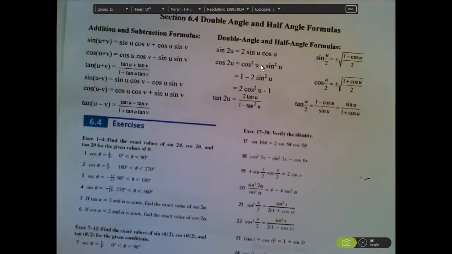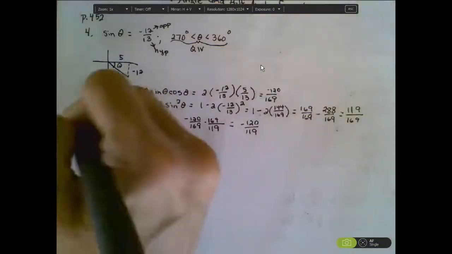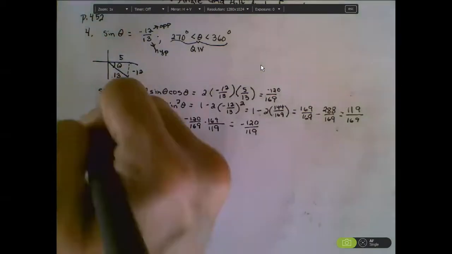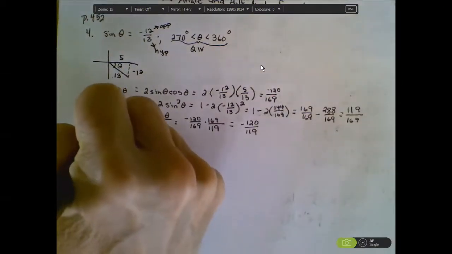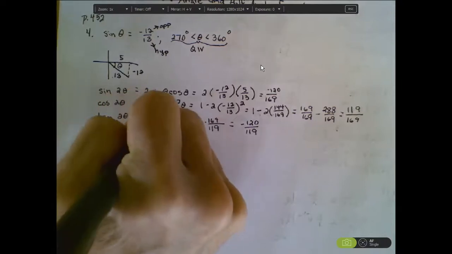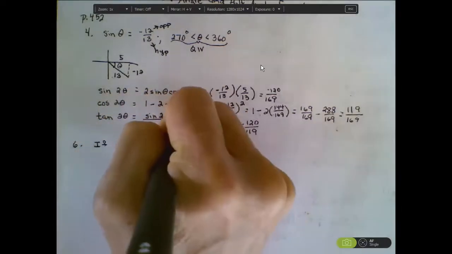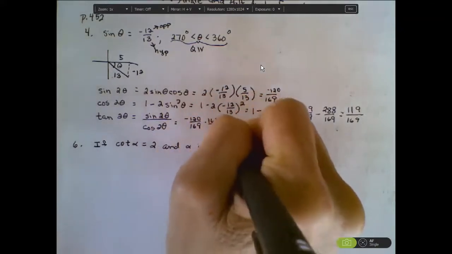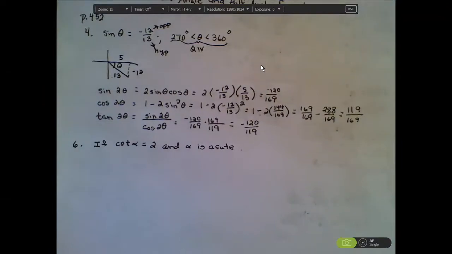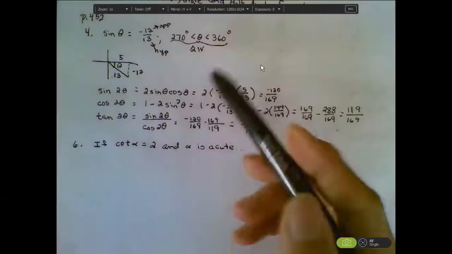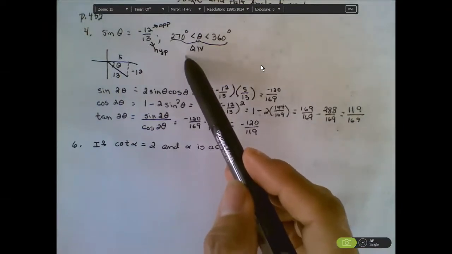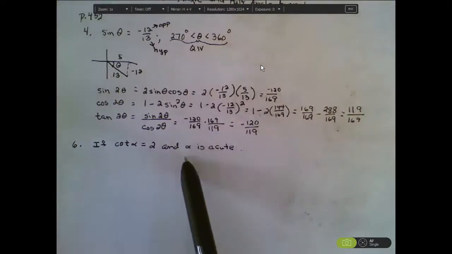Number 6, let's go ahead and do one more example. Number 6 says, find the exact value of cosine 2 theta, and all we're given is that cotangent theta is 2 and theta is acute. In number 4, we had to know that theta was in the 4th quadrant to know that our x was positive and our y was negative. This is giving us the same information.